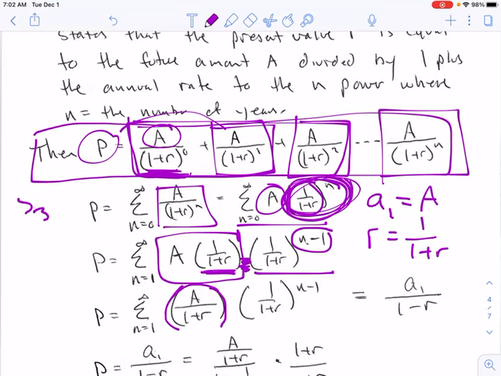So we have our A sub 1 value, and we have our 1 over R, which is still our radius, our R value.